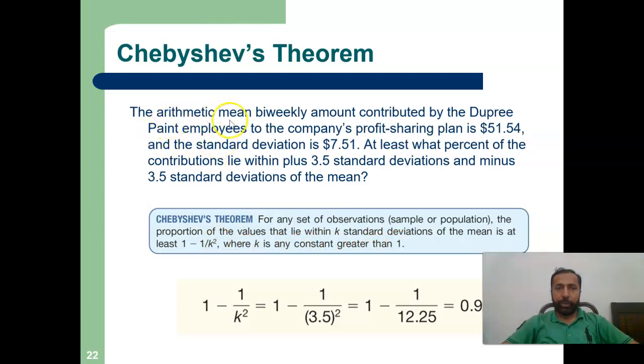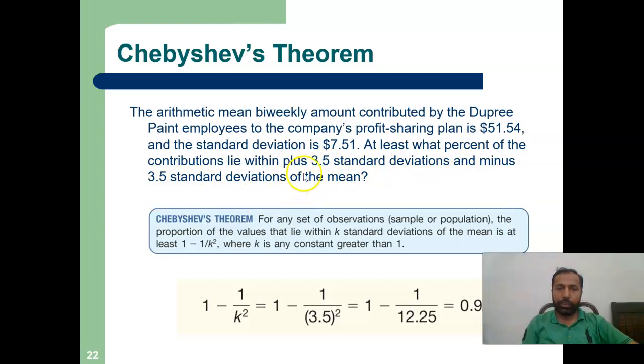For example, the arithmetic mean bi-weekly amount contributed by Dupree Paint employees to the company's profit sharing plan is $51.54. So if the mean is $51.54 and the standard deviation is 7.51, at least what percent of the contributions lie within plus 3.5 standard deviations and minus 3.5 standard deviations?